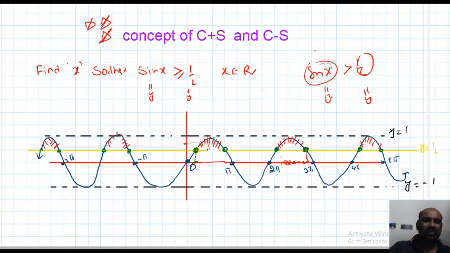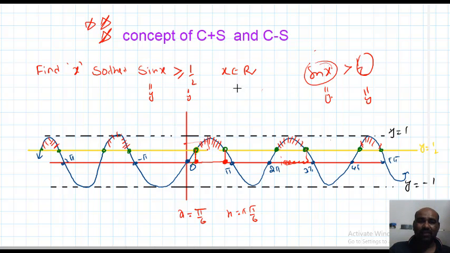Yeah, what I am trying to explain to you. Observe here, students. For this x, equality holds, sin x = 1/2. What is this x here? x = 5π/6. So what is this x? x = 5π/6.